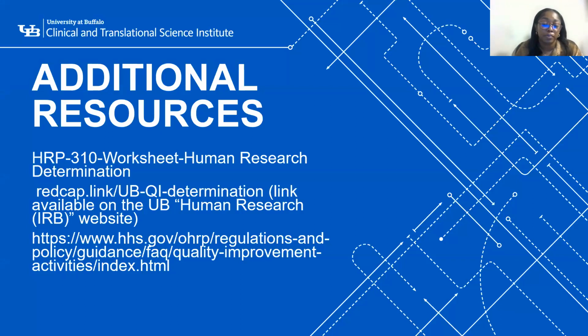As discussed earlier, the UB guidance on QA and QI projects is designed to give a clear picture of what constitutes a QA and QI project. It is found on the first page of the self-determination tool we just went over. And lastly, the Health and Human Services Office for Human Research Protections has published a frequently asked questions website on the topic of QI.